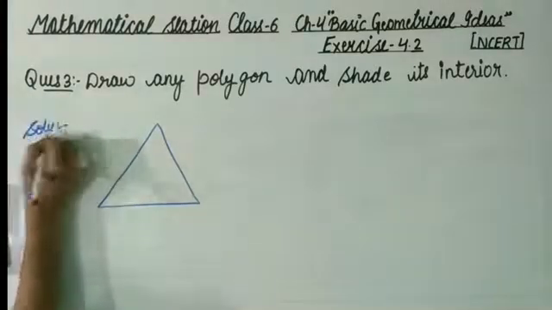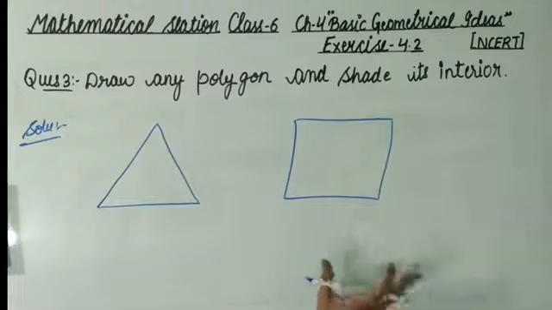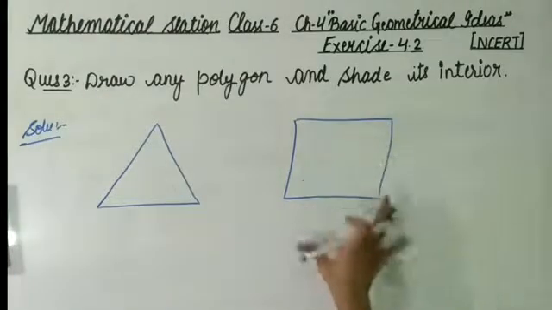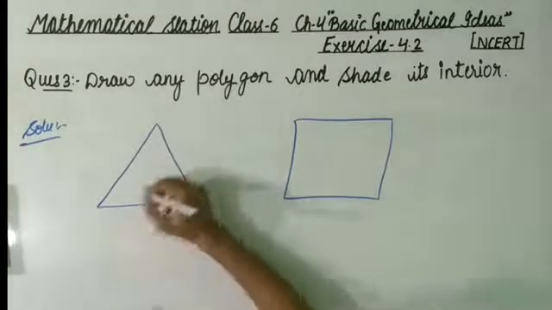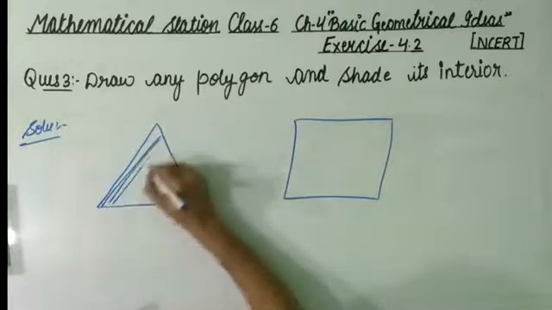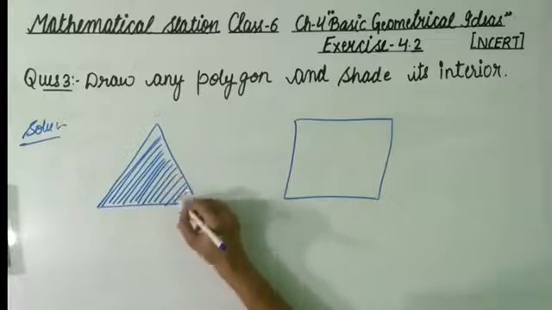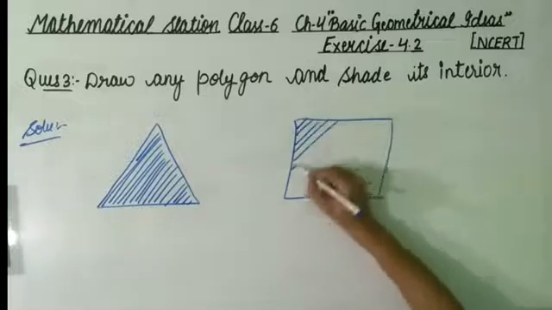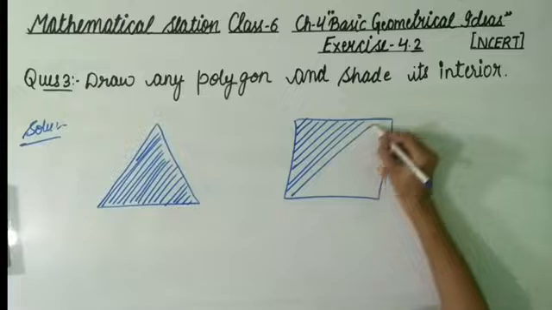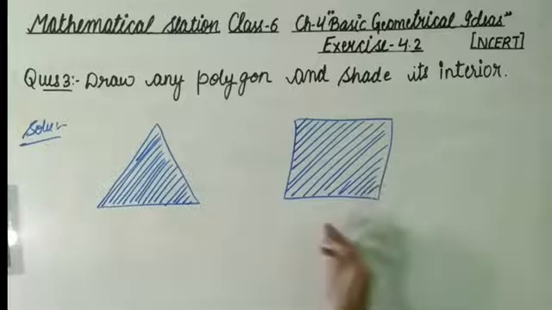Student, you need to draw it with the help of ruler and pencil only. Don't use pen. I'm telling you, don't use pen. Use pencil for any of the diagram. We can draw any other polygon of different number of sides also. Now we are shading it. Now with the help of ruler you will shade its interior part. You can make other types of shapes also.